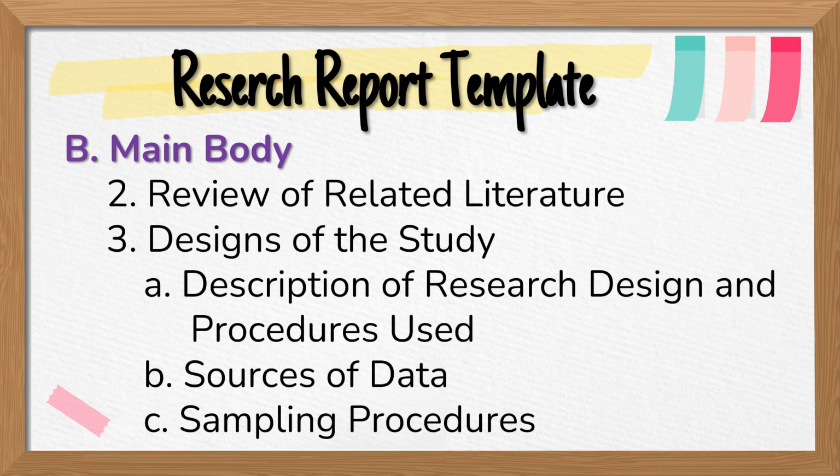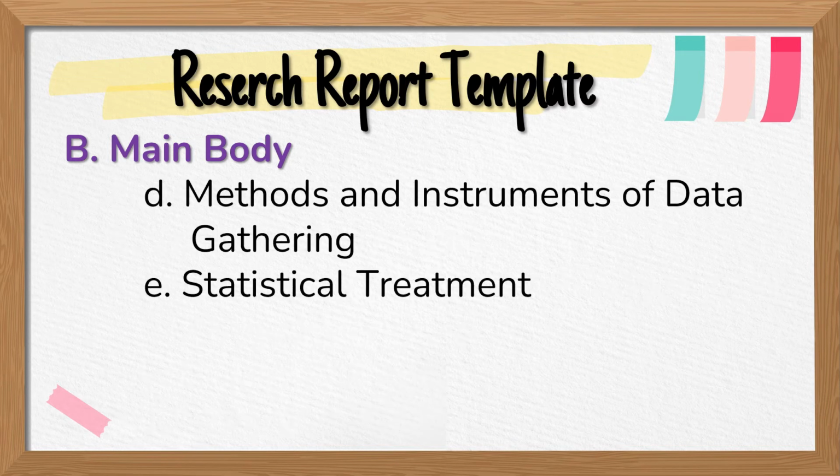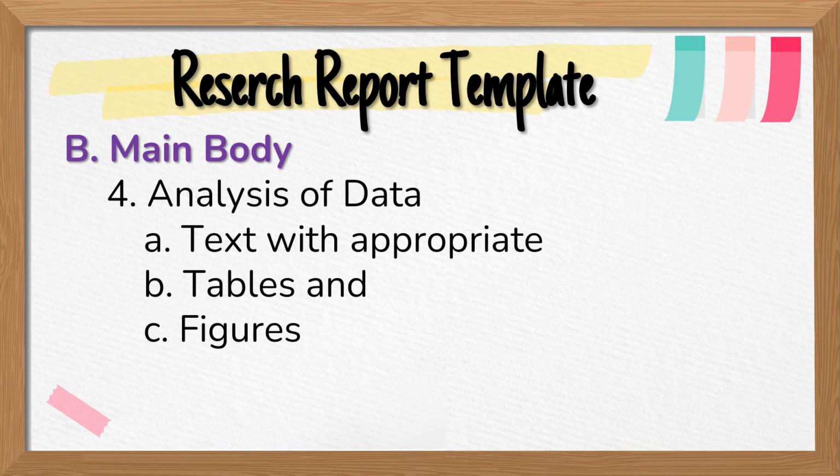In the designs of the study, it includes the description of research design and research procedures, sources of data, sampling procedures, methods and instruments of data gathering, and statistical treatment. The main body also includes the analysis of data, which describes the patterns observed in the data. It uses tables and figures to help clarify the material when possible.